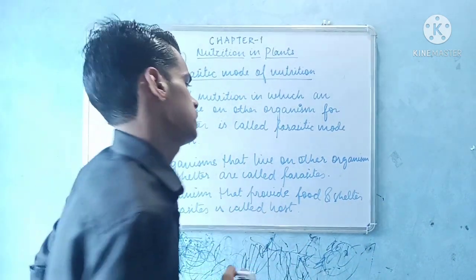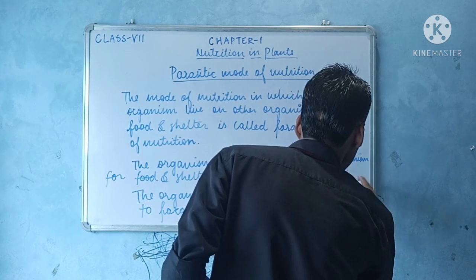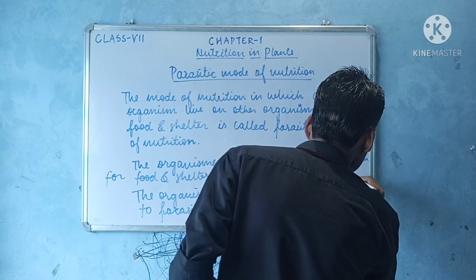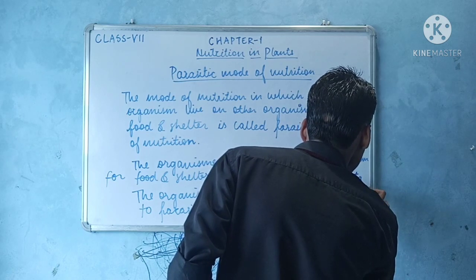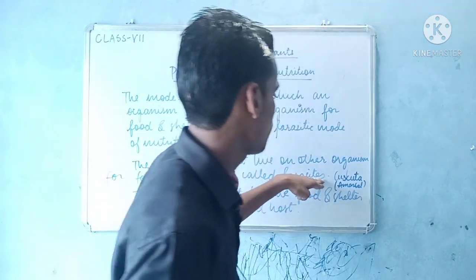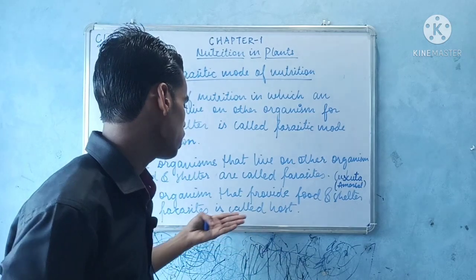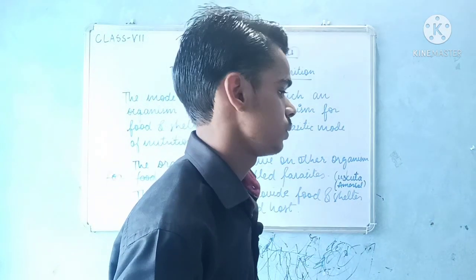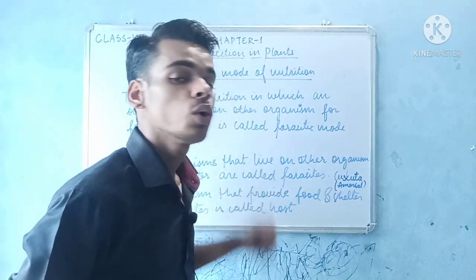An example of a parasite is Cuscuta, also called amarbel. It is given in your book. It lives on a tree and derives nourishment from it, but it does not give any benefit to the tree on which it lives. So this is called the parasite, and the tree on which it lives is called the host.